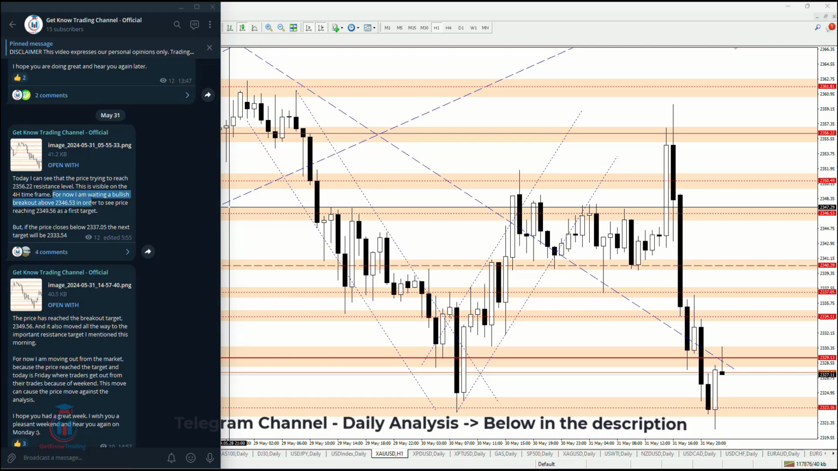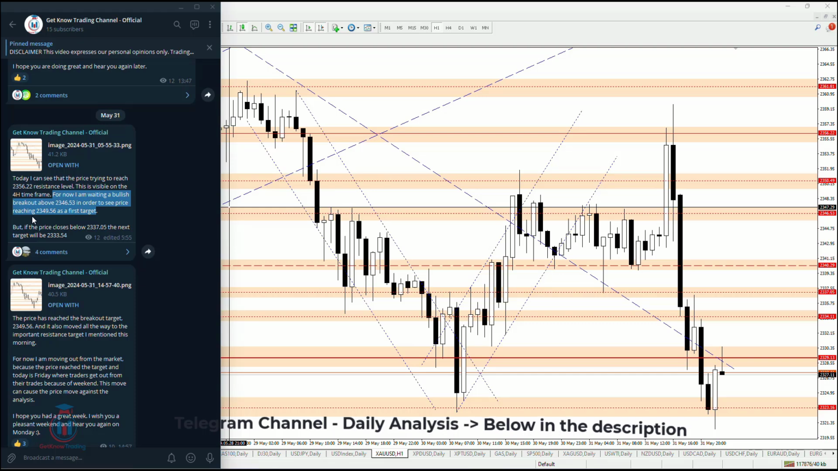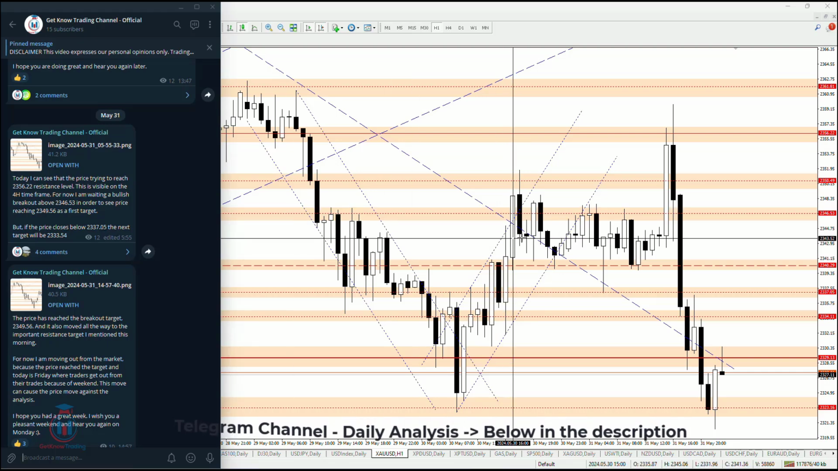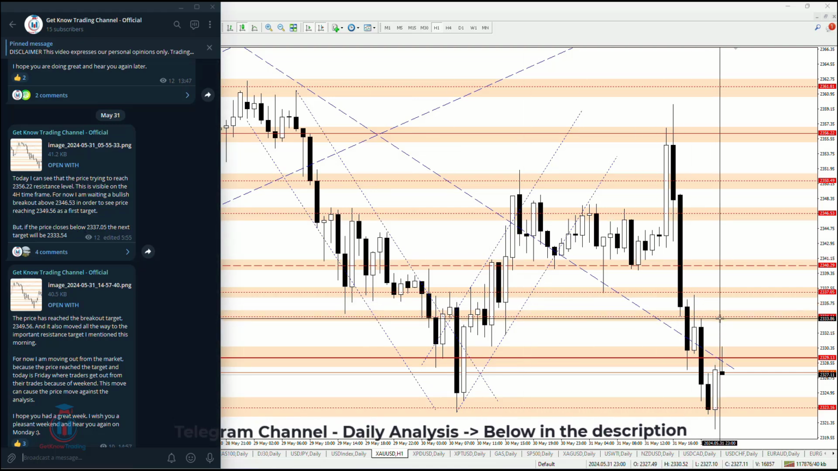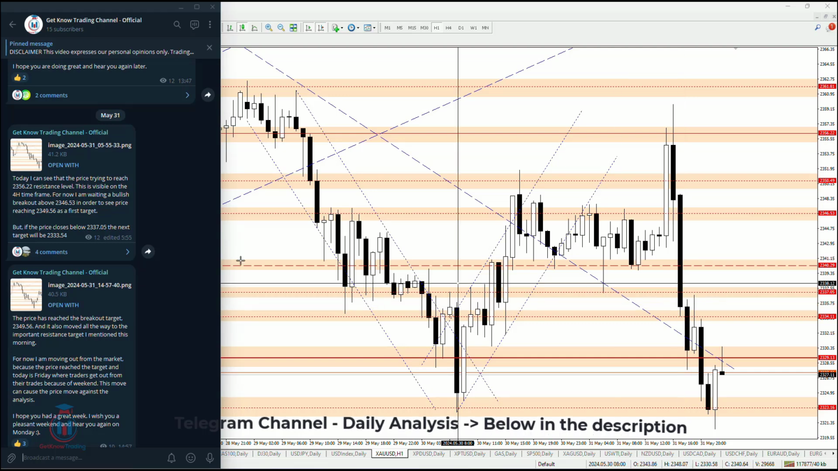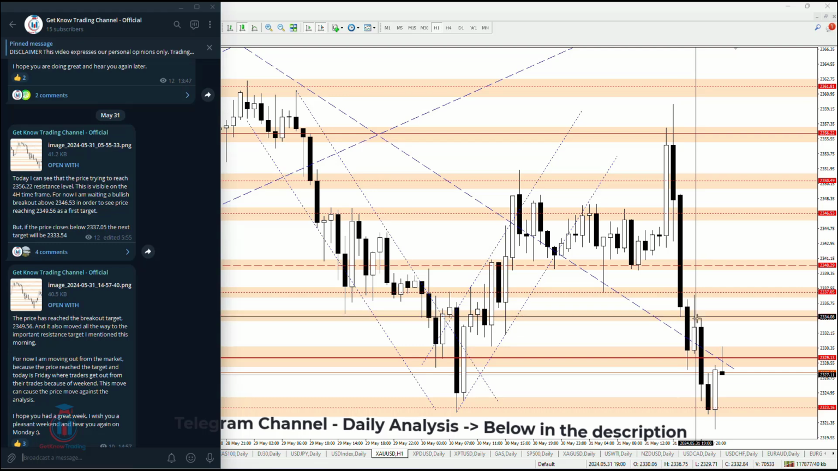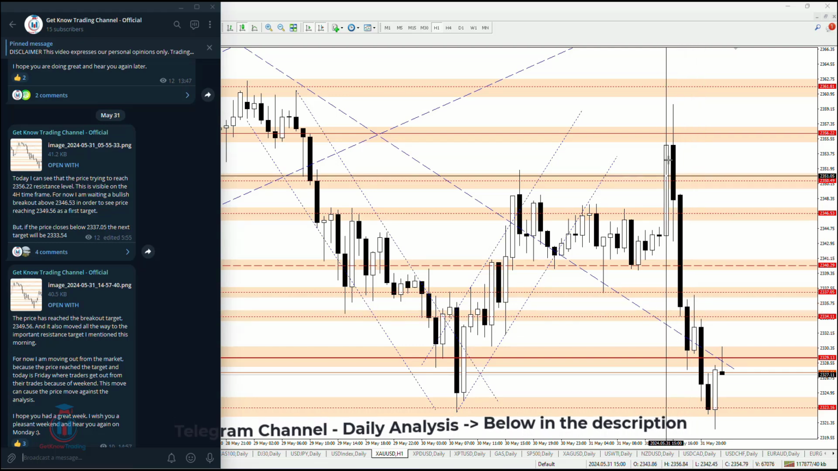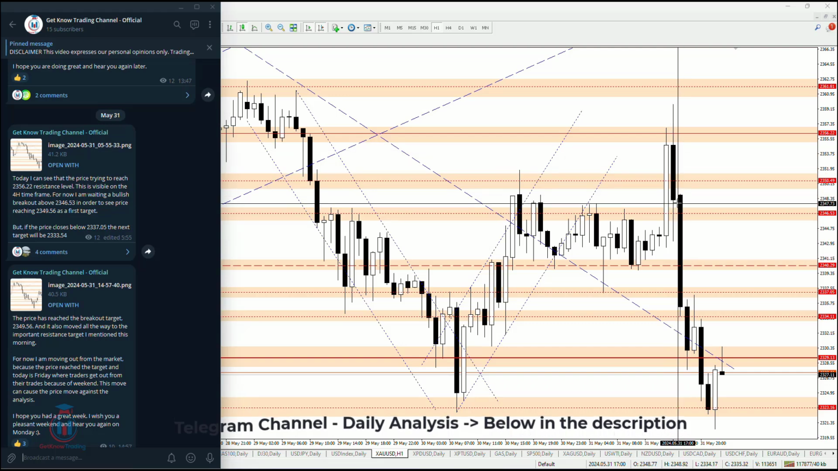I am waiting for the bullish break at about 2346.53 in order to see the price reaching the first target. This has been reached. Now if the price closes below 2337.05, the next target will be 2333.54. So if the price closes below 2337, which is here, we see that the price will reach the next target, which is 2333.4, and this is something that has happened just here. So these are the targets that have been shared inside the Telegram group with the traders on a daily basis.